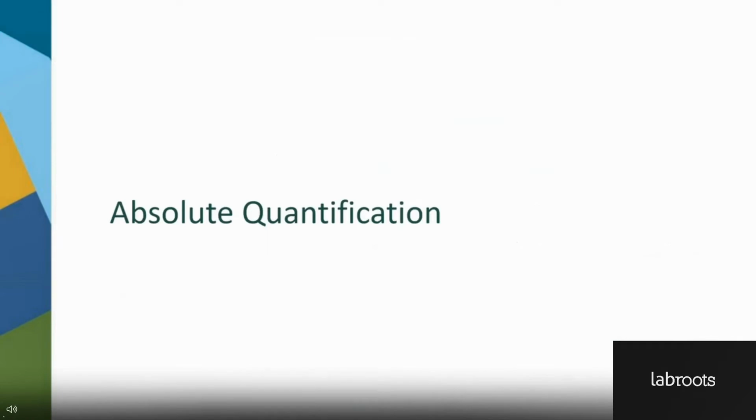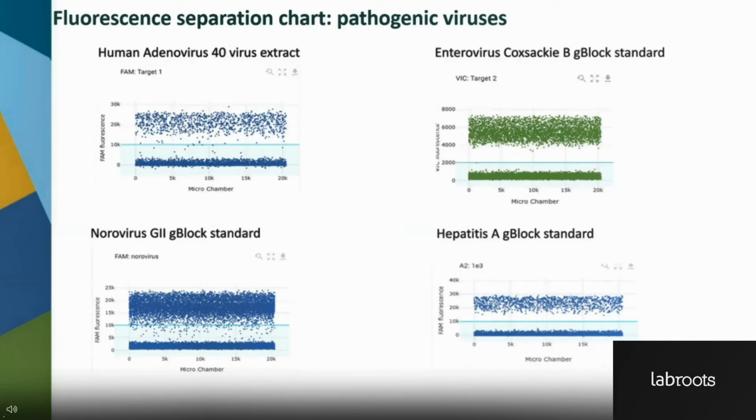Digital PCR provides us absolute quantification, and I would like to show you some examples of the samples that we completed in the lab. I tested some virus pathogen positive controls on AbsoluteQ. I extracted the DNA from human adenovirus 40 virus stock for positive control. We purchased G-block standards for enterovirus, Coxsackie B, norovirus G2, and hepatitis A for positive control. They all showed very clear separation.